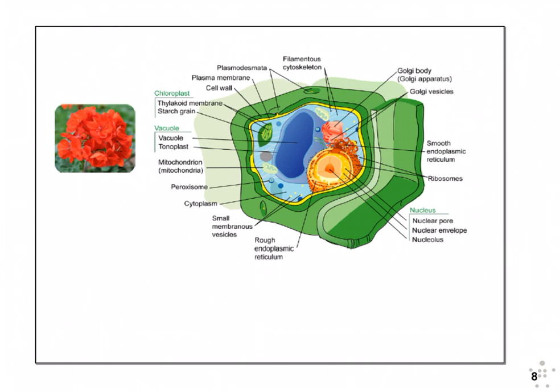All right, so here is your diagram of a plant cell. Notice how it's a little bit more boxy on the outside. And that, again, is due to that cell wall keeping things rigid. Your chloroplasts are found in the cytoplasm again. Here's that big central vacuole. Otherwise, your structures are about the same as an animal cell.